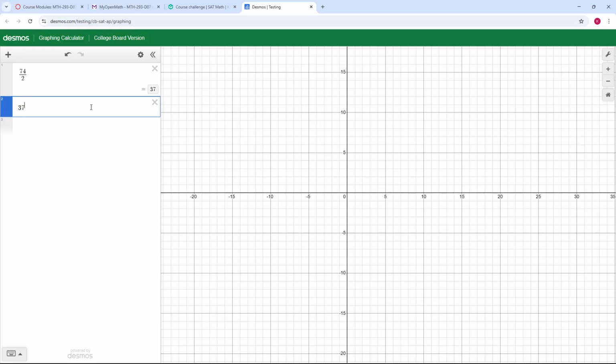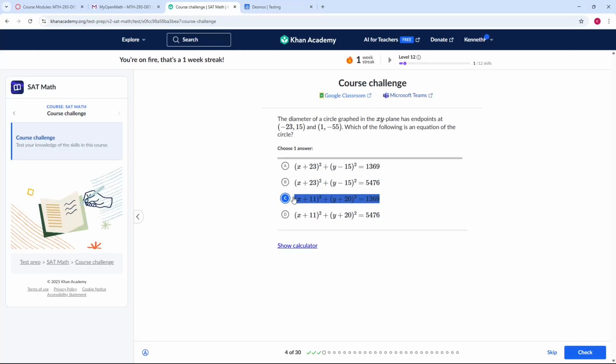And so we see, remember that C and D were our only answer choices. And we found that the radius squared is 1369. So that's going to be our answer here. Yes.